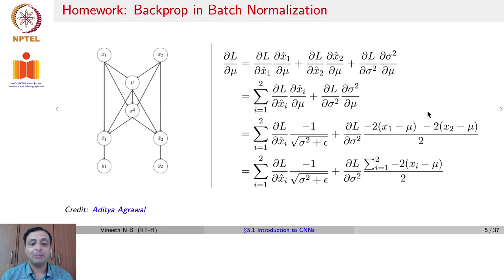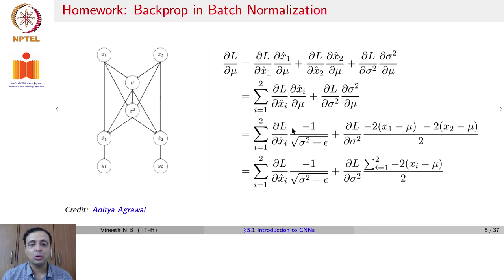Similarly, we have ∂L/∂mu, which is ∂L/∂x1 hat into ∂x1 hat/∂mu, plus ∂L/∂x2 hat into ∂x2 hat/∂mu, and also ∂L/∂sigma square into ∂sigma square/∂mu. So the first two terms get absorbed into a common summation, and the last term stays as it is. ∂xi hat/∂mu is given by this gradient here.